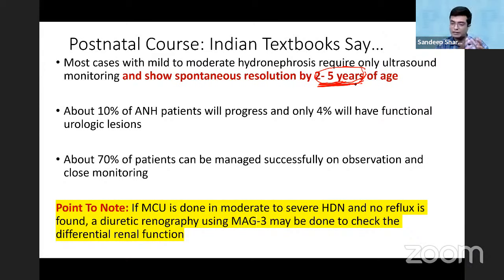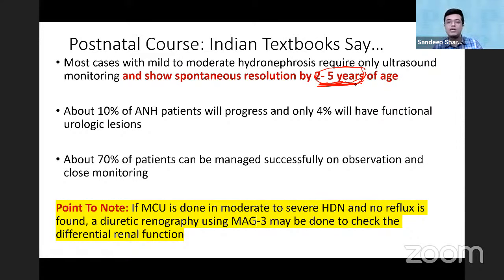But if you find that there is no reflux, what is the next investigation to perform? The next investigation to perform in these patients is diuretic renography. Diuretic renography, we don't do using a DMSA scan. DMSA scan is for scars. What we are concerned with knowing here is the renal function.